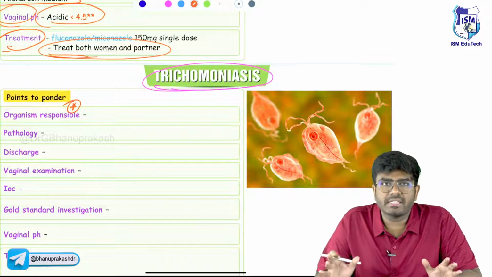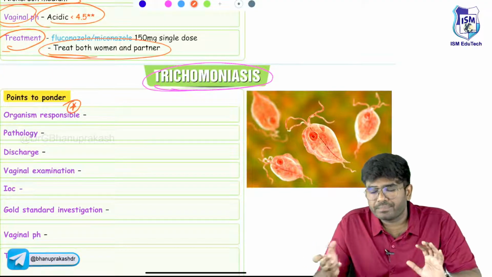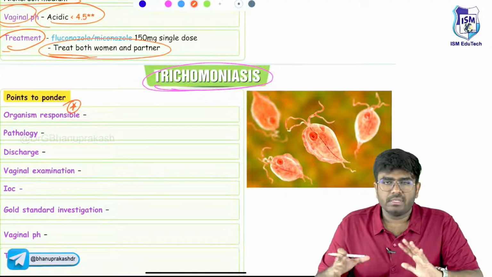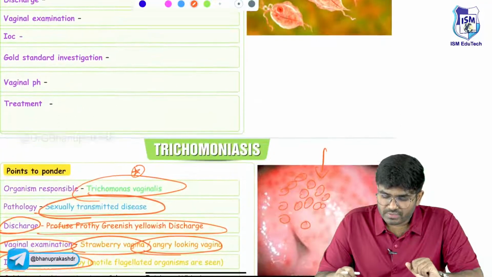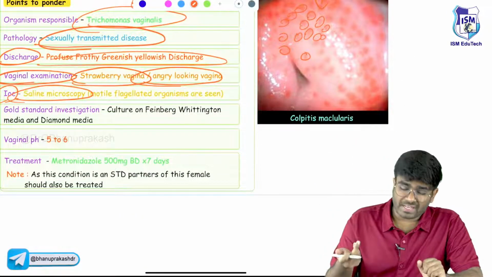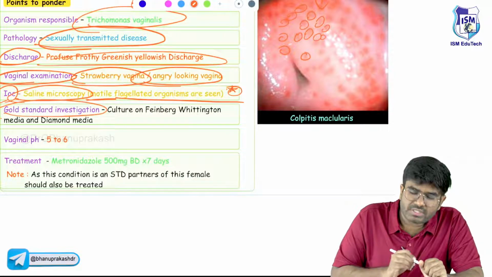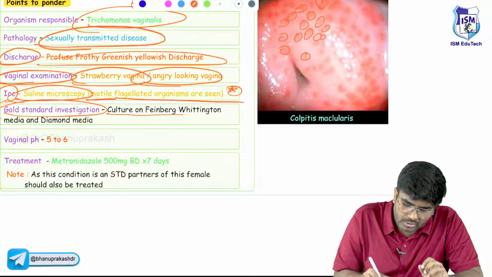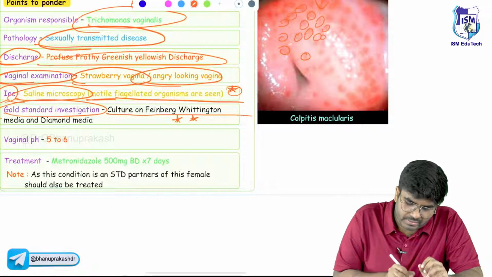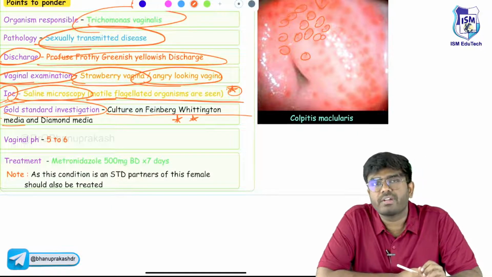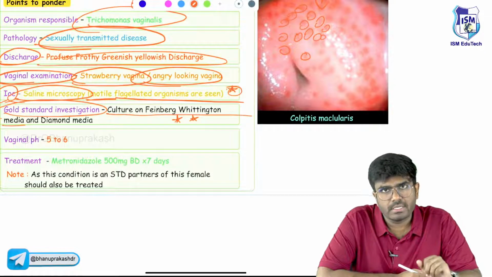Okay, they are happily dancing in the vaginal secretions. Okay, so this flagellated organisms can be seen. Okay, motile flagellated organisms which are seen. So what is the gold standard investigation? Again, culture. Okay, so culture on Feinberg Whittington's media. Okay, Feinberg Whittington's media and diamond media are used to culture this organism.